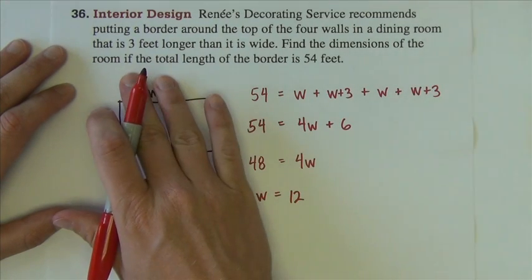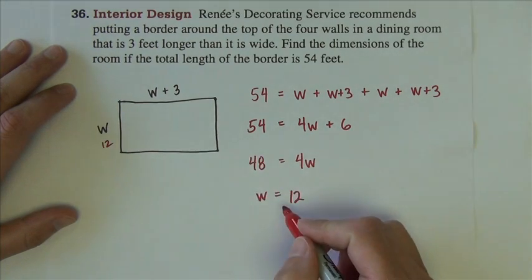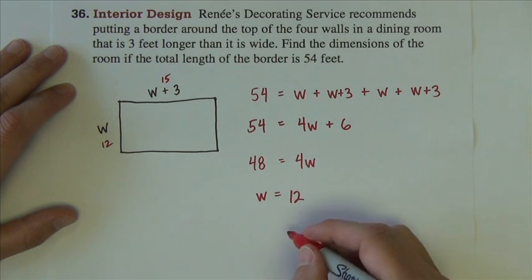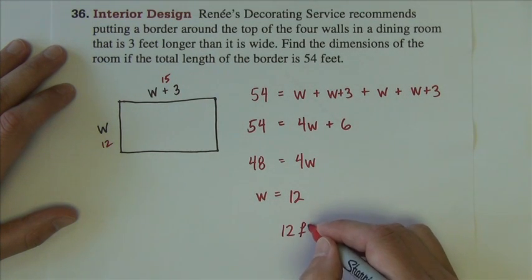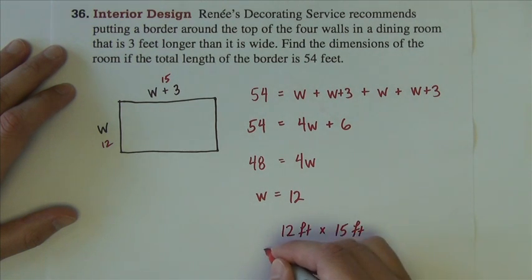I want the dimensions of the room. Okay, this over here becomes 12. If that's 12, 12 plus 3 is 15. So the dimensions of the room are 12 feet by 15 feet.